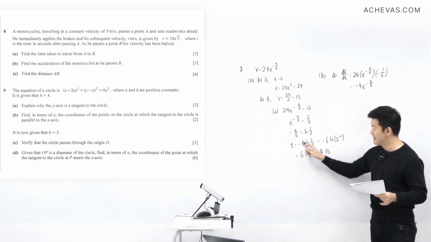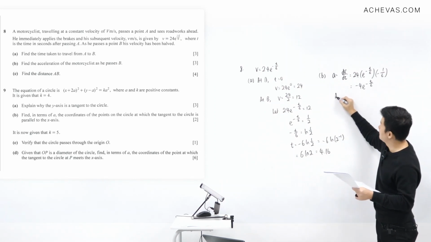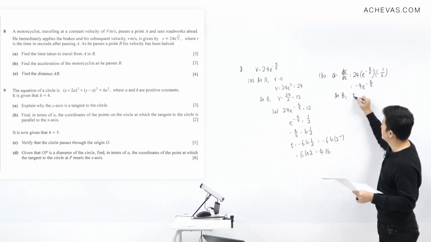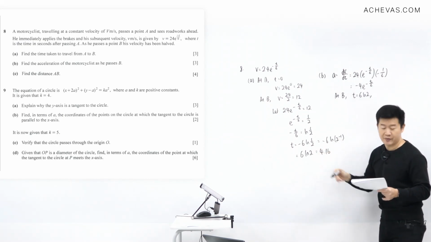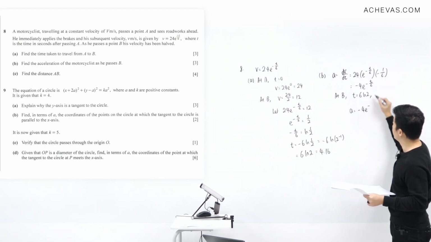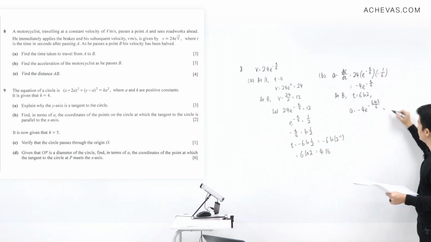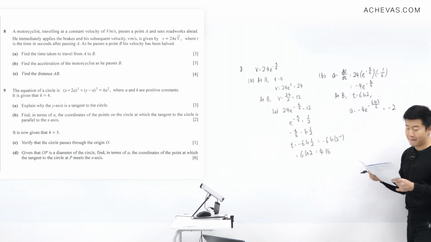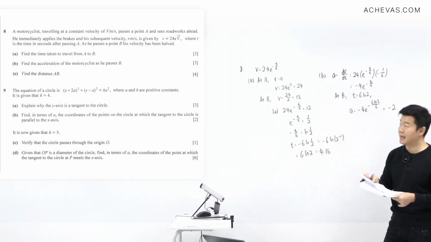So at point B, the time is equal to 6 ln 2, which we have gotten from the previous part. So the acceleration is going to be minus 4 e to the power of minus t, which is 6 ln 2 over 6. And if you were to just press this into the calculator, the acceleration is going to be equal to minus 2. And for part C, we are supposed to find the distance AB.